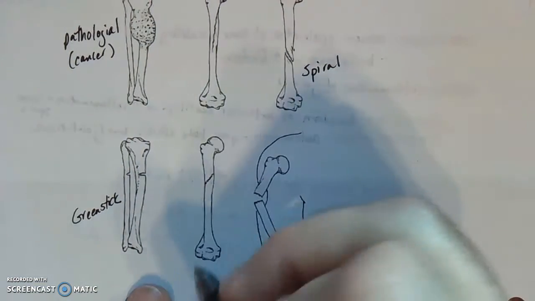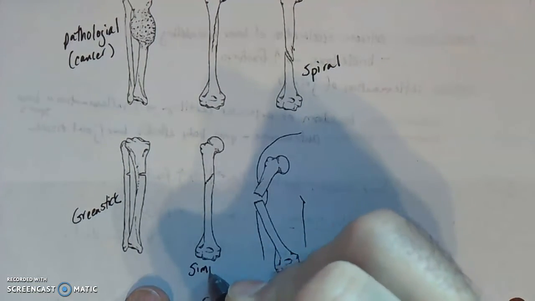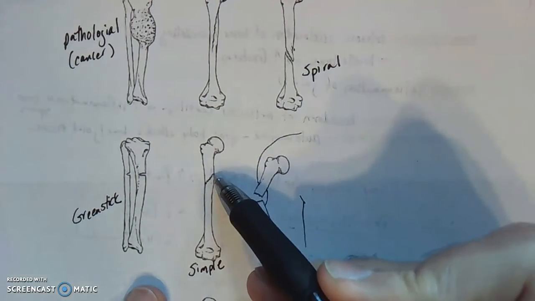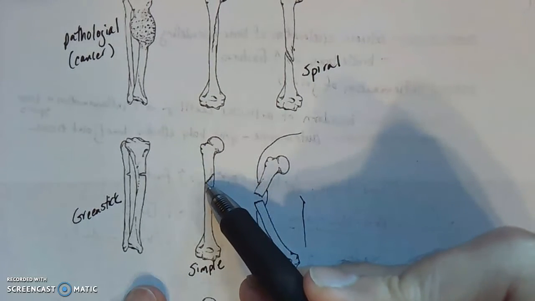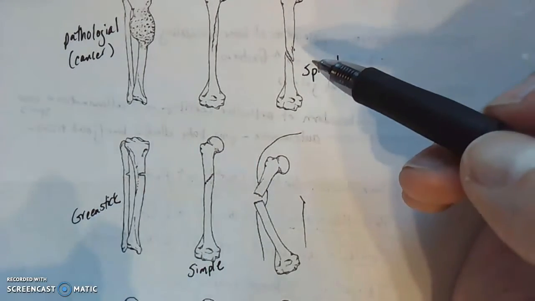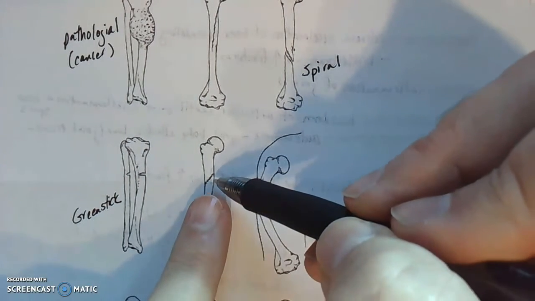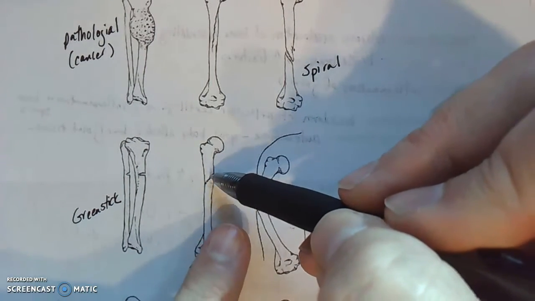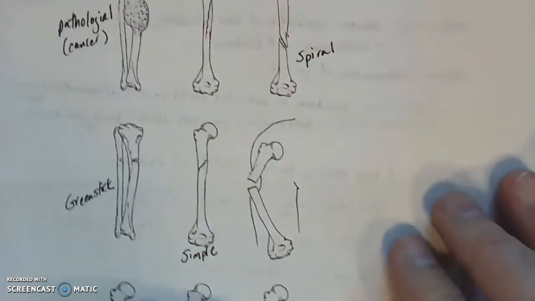Here is a simple one. This is oblique and it just fractures. Unlike the spiral, where we have separation up here between the bony parts because of the twisting motion, this one is just an impact that breaks the bone, and we do not have a lot of separation.